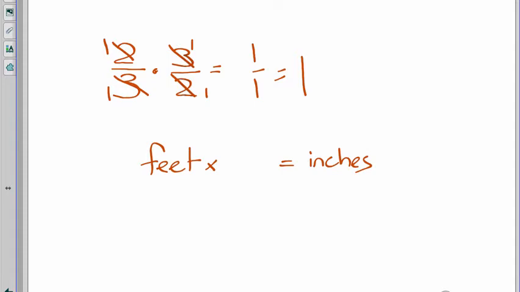If I want to convert feet to inches, I need to multiply feet by something that cancels out the feet and leaves me with inches. Well, for feet to cross cancel, they're going to have to go on the bottom. And to be left with inches, they have to go on top. And then I can divide by feet, and I get inches left over. So that's what I'm going to do here.